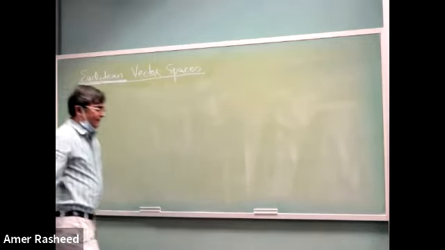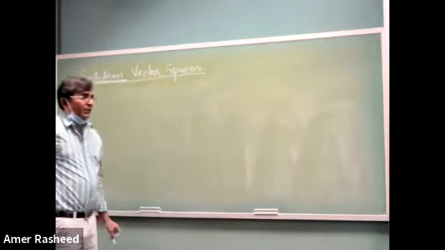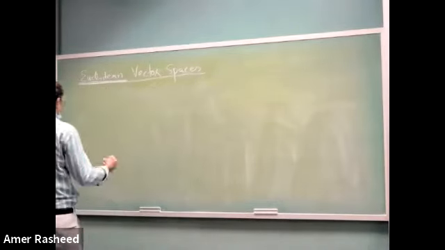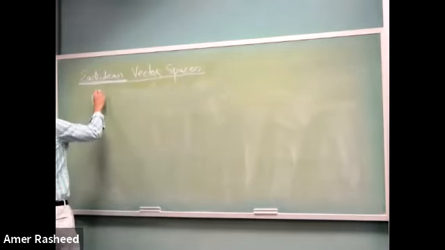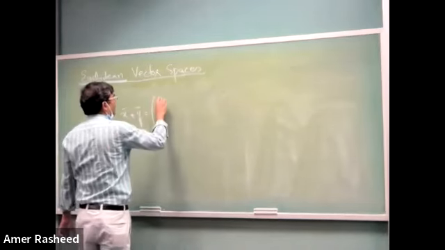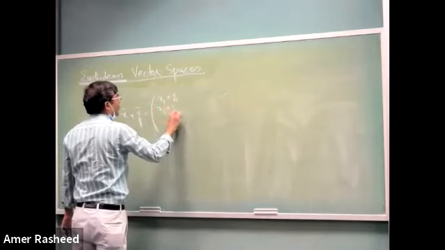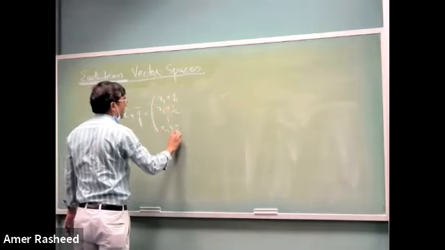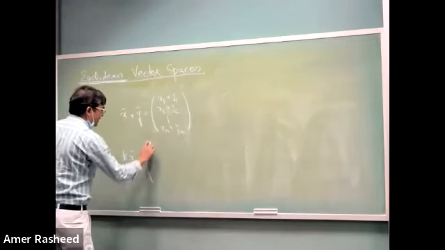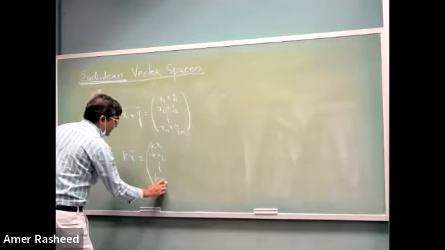Operations on Rn, addition and scalar multiplication, they are standard operations. We can change them. For example, on Rn how did we define addition? How did we add two vectors of Rn? x1 plus y1, x2 plus y2, so on xn plus yn. And how did we do scalar multiplication? kx is kx1, kx2, so on kxn.